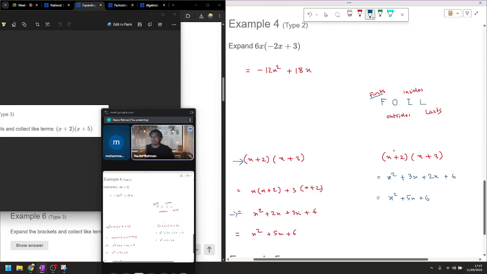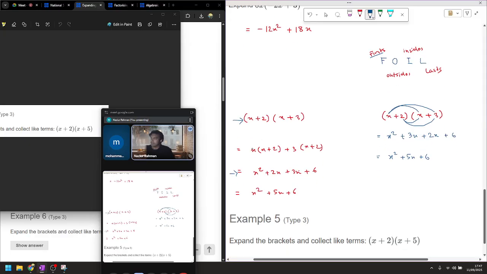Okay. So basically what we're doing is we're doing the first two, then we're doing the outsides, then we do the insides, and then we do the lasts. So make sure everything multiplies with everything. Okay. So same thing as we're doing here, we're making sure that the x multiplies with the 2, and x multiplies with the x and the 2, and the 3 multiplies with the x and the 2 as well. So we're doing the same thing here, just a bit quicker.